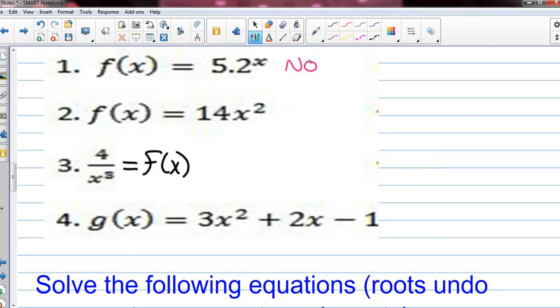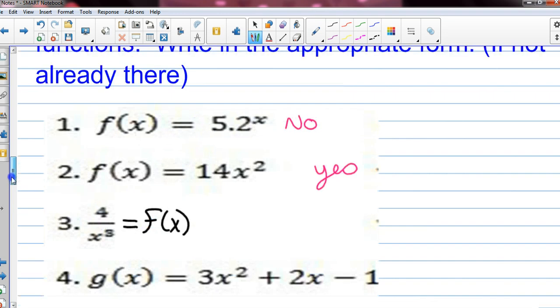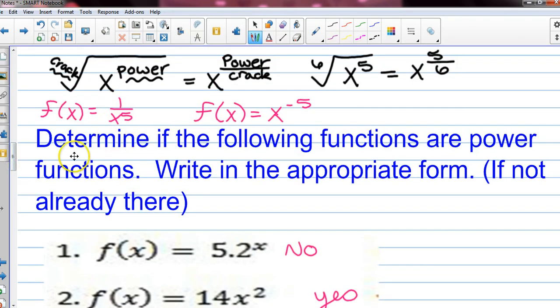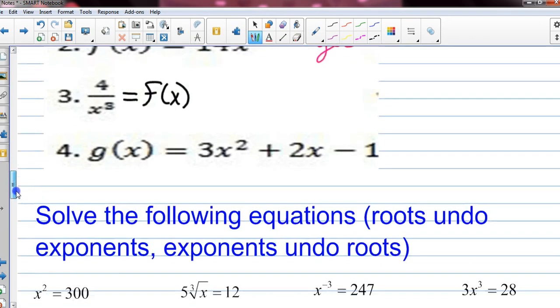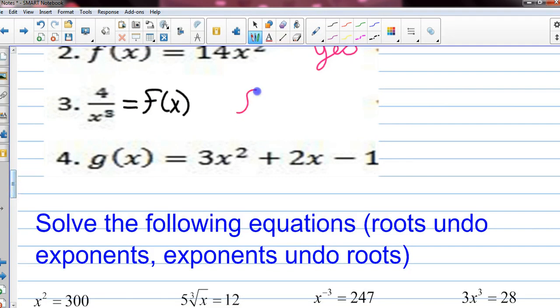Number 2, is that a power function? Yes, the exponent is a number, not a variable. So this is a power function. Number 3, is that a power function? Yes, it is, but remember we have to convert it to the correct form. You cannot have the exponent on the bottom. So if you look at my example here, if you have an exponent in the bottom, you need to bump it up and add a negative. And yes, it is a power function.